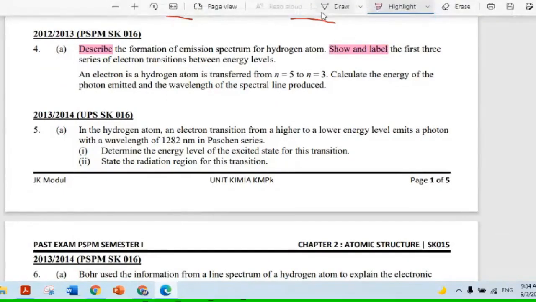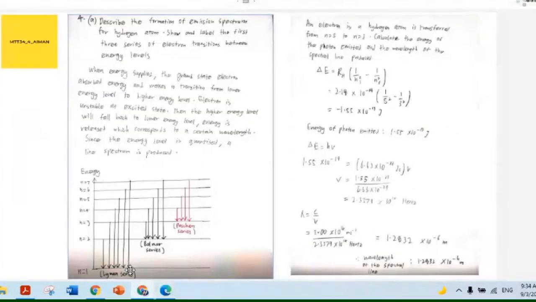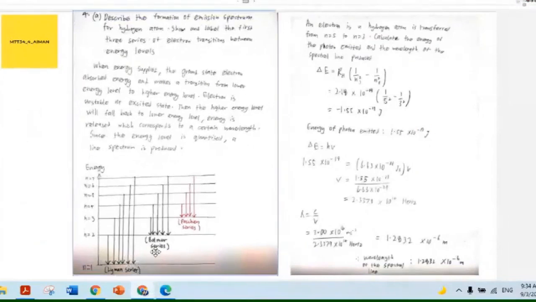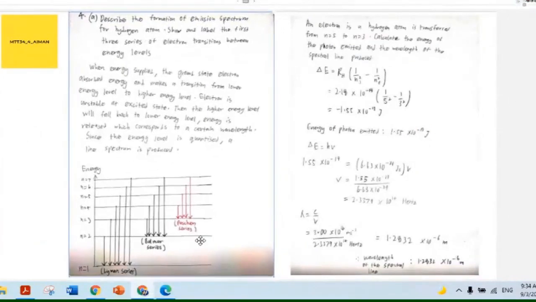Soalan yang minta show and label the first 3 series of electron transition between energy levels. Okay, ni nak first 3 series. Okay, so 3 series termasuk apa? Lyman, Balmer, Paschen.